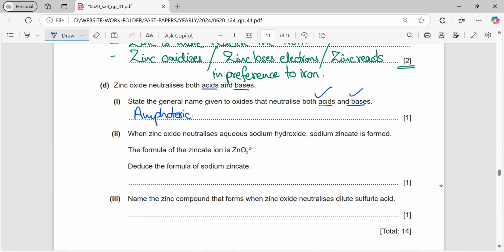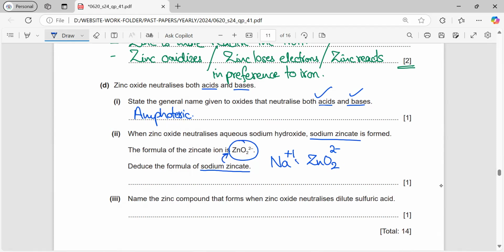When zinc oxide neutralizes aqueous sodium hydroxide, sodium zincate is formed. The formula of the zincate ion is ZnO2 2-. Deduce the formula of sodium zincate. Now to deduce the formula, we have to write the ions first. The sodium ion is 1 positive and the zincate ion is ZnO2 2 negative. So first we'll write the ions of sodium and zincate. The zincate ion is given in the question.